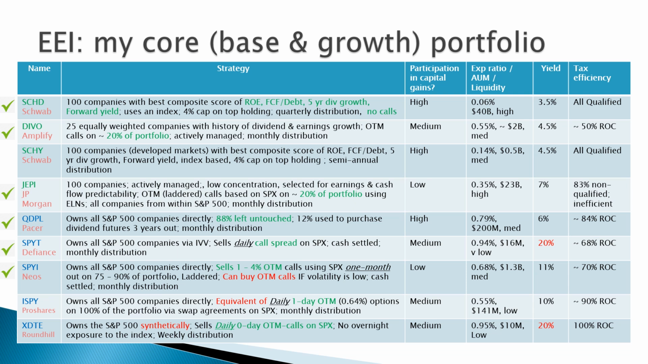Participation in capital gains is again medium for the same reasons as I gave for ISPY, the daily option. High expense ratio, 95 basis points. They're certainly not leaving any pennies on the table. Very small AUM, but getting larger. Low liquidity, yield of 20%, and 100% so far in non-destructive return of capital. So, I obviously own it in my taxable account too.